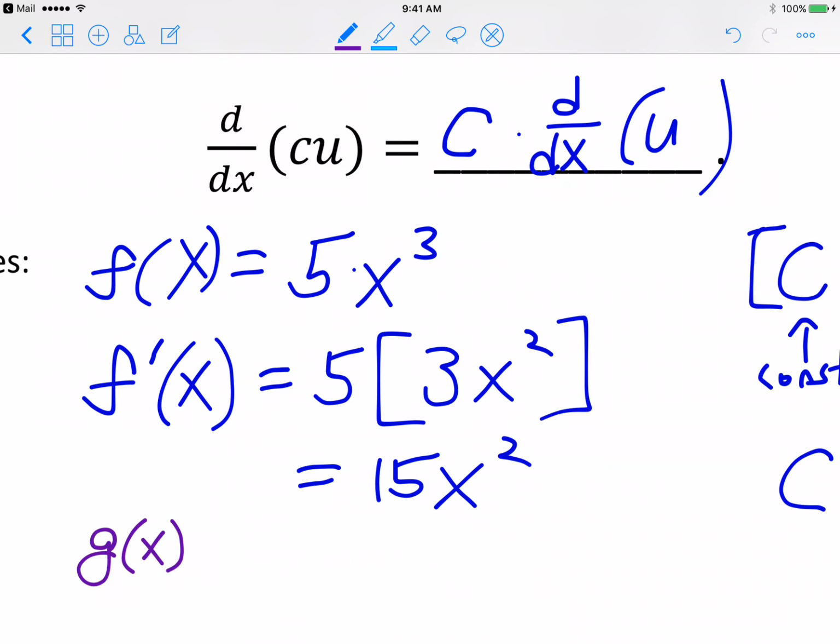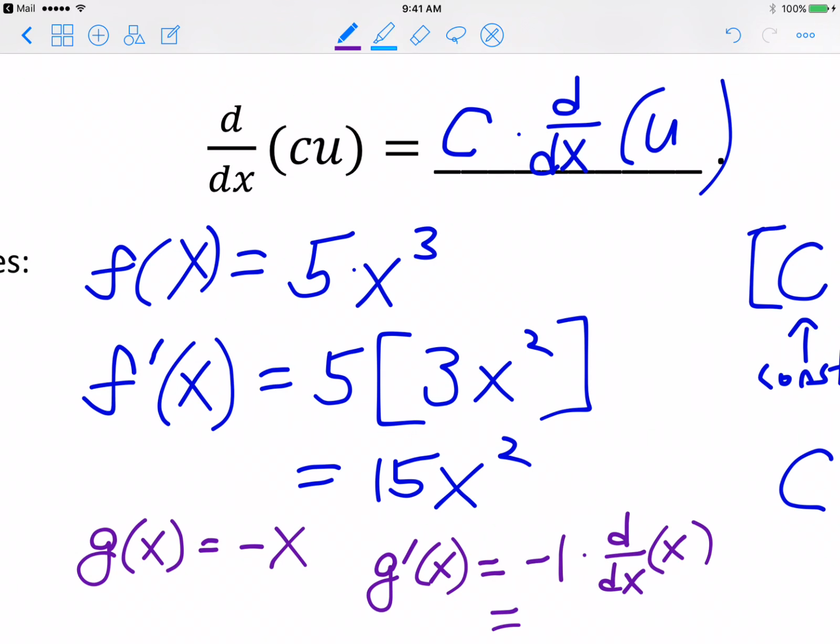If g of x happens to be negative x, then g prime of x, or the derivative of g of x in general, would be negative 1 times the derivative of x, which would just be negative 1 times 1, which is equal to negative 1. Okay. Do you always have to separate them?